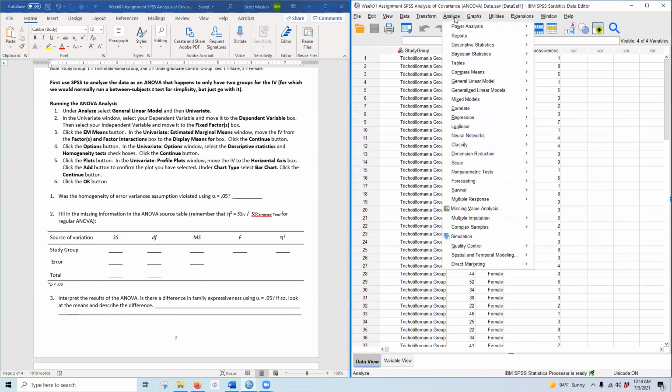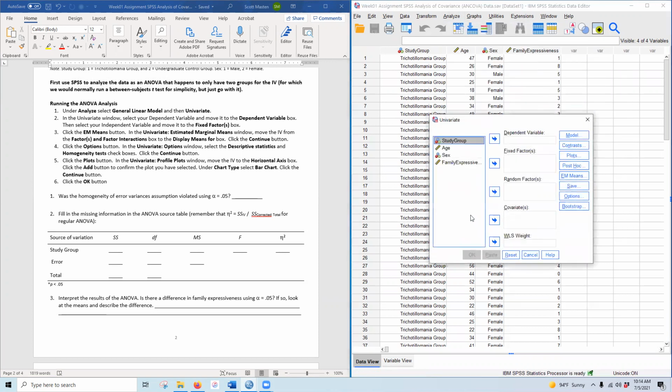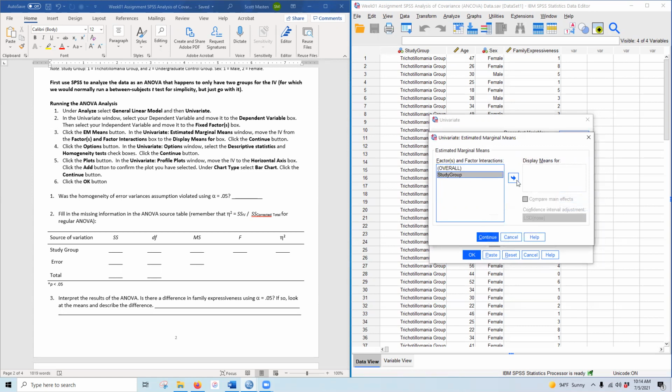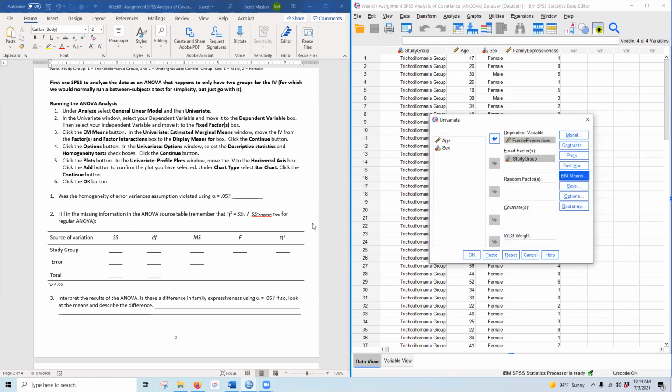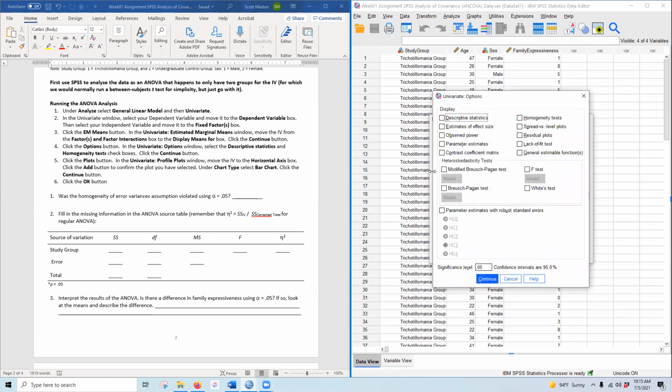I have you do it in a slightly different spot so that you can do the ANOVA in the same menu. That's why we didn't use between subjects ANOVA the other way we did it. So we go to general linear model, we go to univariate. Our study group is our fixed factor. Family expressiveness is our dependent variable. Number one, you got to go under EM means, and take study group and put it under display means for. It becomes important when this turns into an ANCOVA, basically. Click continue.